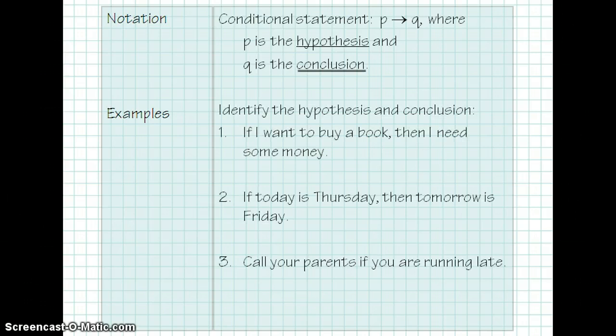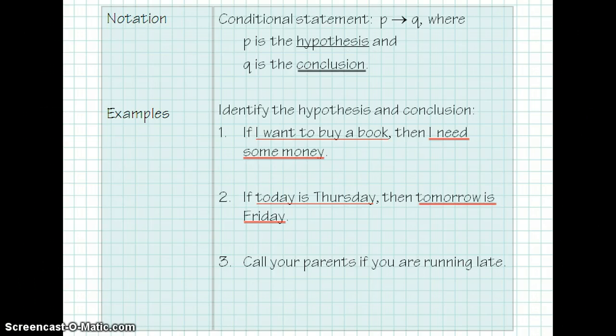So let's see if we can identify some hypotheses and conclusions. Alright, so if I want to buy a book, then I need some money. So my hypothesis again comes after the word if, would be I want to buy a book. Again, notice it does not include the word if. So my conclusion then would be the part that comes after the word then, so I need some money is going to be my conclusion. Alright, number 2, today is Thursday would be my hypothesis. Tomorrow is Friday is my conclusion.